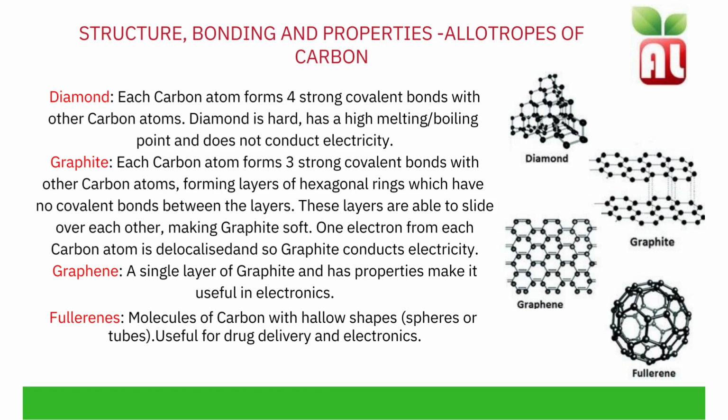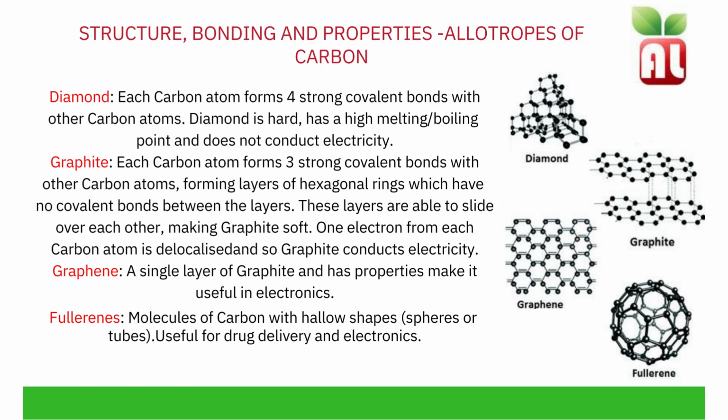Graphene is a single layer of graphite and has properties which make it useful in electronics. Similar to the structure and bonding in graphite, each carbon atom in graphene has 1 delocalized electron, meaning graphene will conduct electricity.